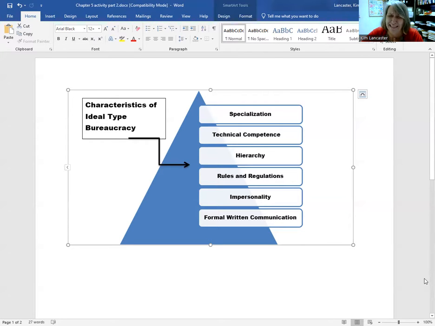But impersonality has to happen, because without it, it would be way too easy to bend the rules all of the time. And then there really aren't any rules. And then it's not efficient at all, okay? And the last characteristic that Weber talks about is formal written communication. So what exactly is that? When we talk about formal written communication, it really is about how the organization documents pretty much everything.